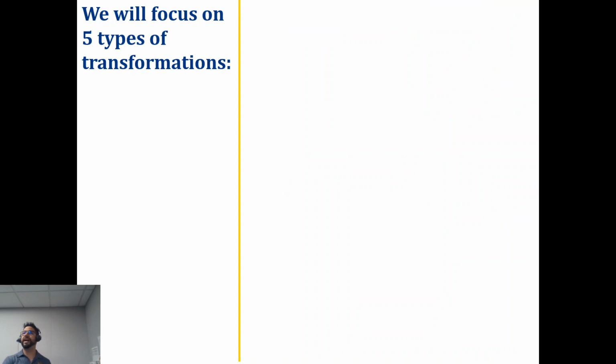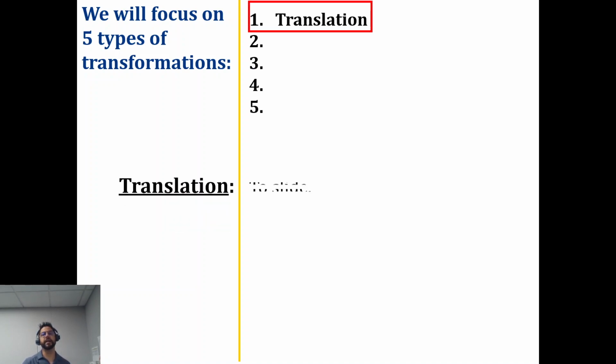All right, so again, 5 types of transformations. Our first one today is a translation. A translation is simply when we are sliding it around. So let me give you a moment to copy that, to slide it around.